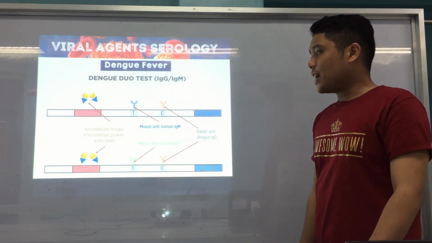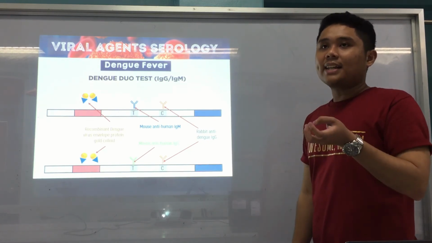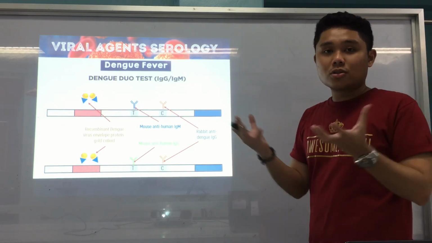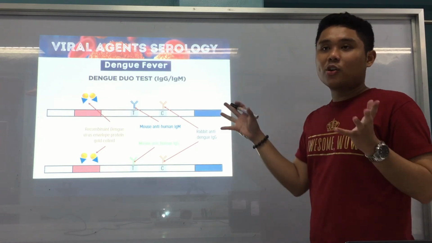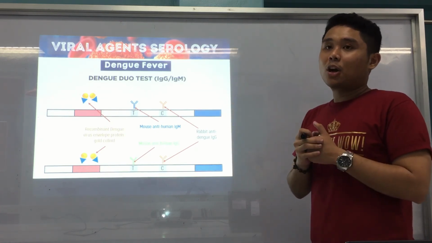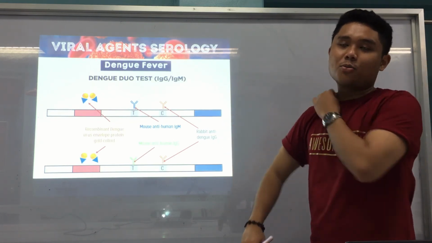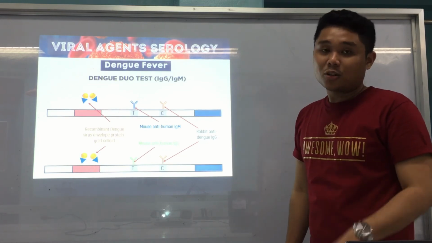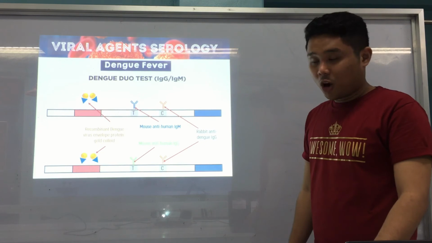Because here we have a recombinant dengue virus envelope protein. So it can detect a lot of serotypes actually because it's the envelope protein of the dengue virus. Kay recombinant siya, so murag i-incorporate ang the rest of the serotypes. So mas ma-detect niya ang antibodies to all of the serotypes sa dengue. Okay, so recombinant dengue virus envelope protein, gold color.